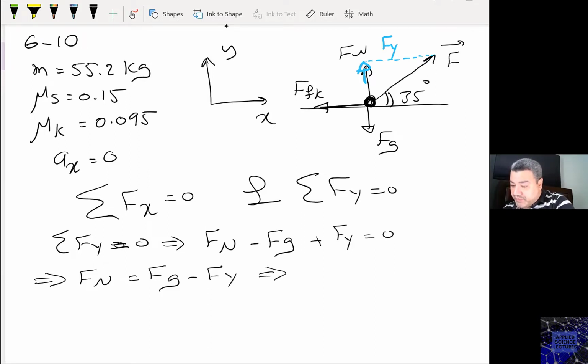and then Fn equals mg minus F sine 35 degrees. That's what I have here, right?